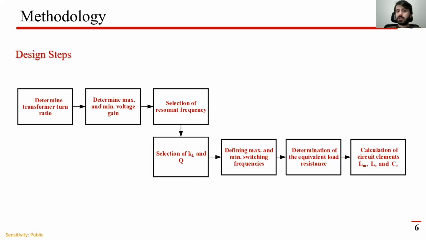Then Q values are determined so that the converter could give maximum voltage gain at peak load. After that, maximum and minimum switching frequencies are determined using the roots of a 6-degree polynomial equation. Finally, equivalent load resistance and circuit elements such as resonant inductance, capacitance, and magnetizing inductance are determined.